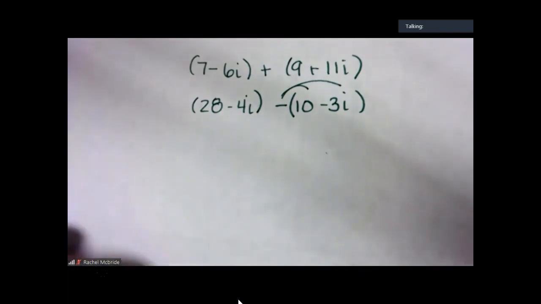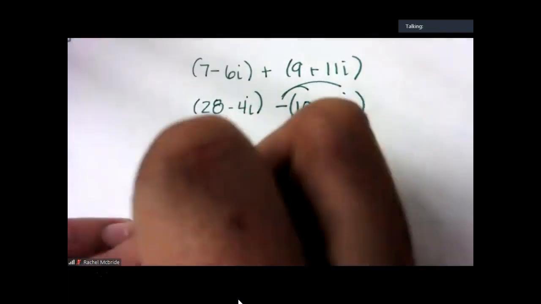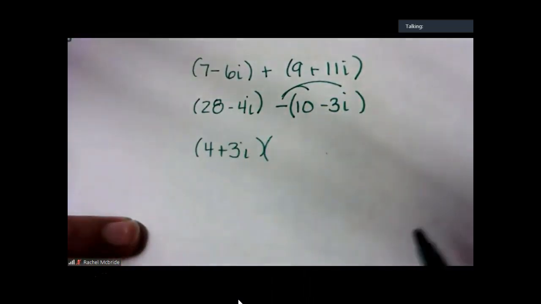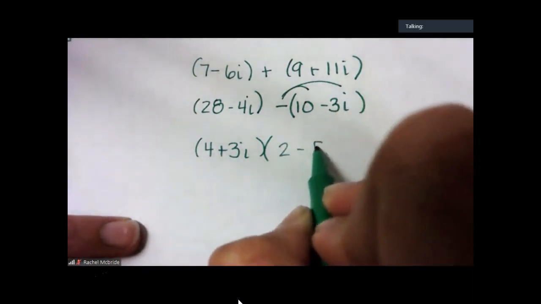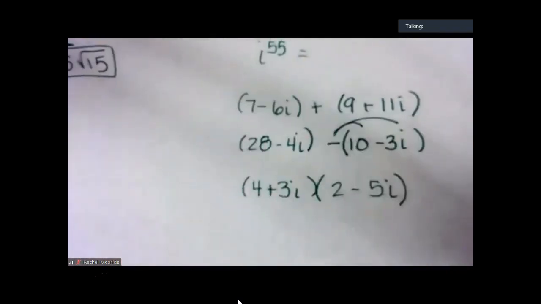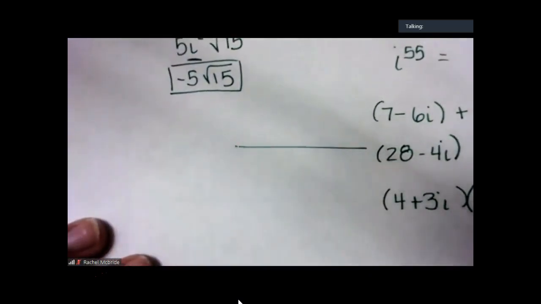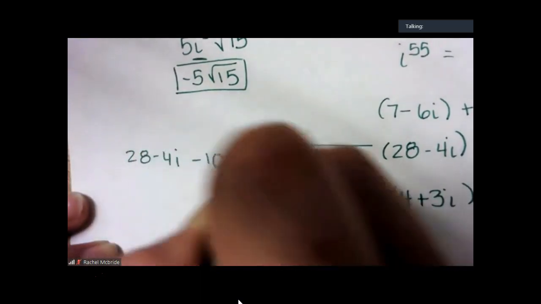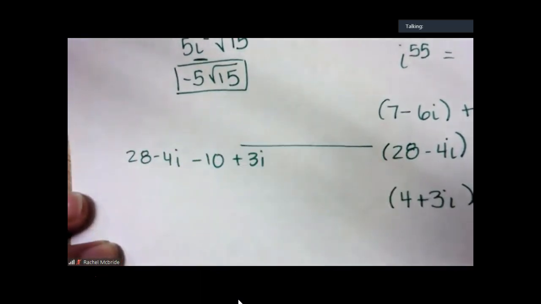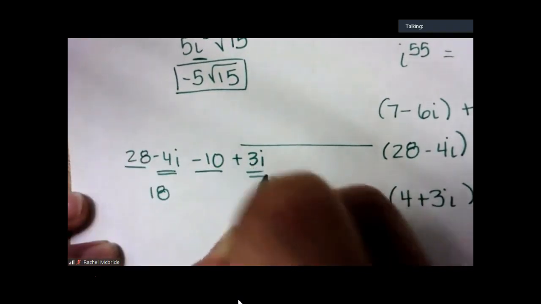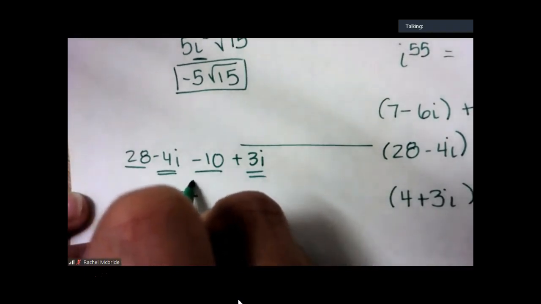And then the third type of example that's similar to that would be 4 plus 3i times 2 minus 5i. To the previous one? Yeah. Alright, I'm going to go this way and show you the work. So it's 28 minus 4i minus 10 plus 3i. 28 minus 10 is 18. Negative 4 and positive 3 is negative i.